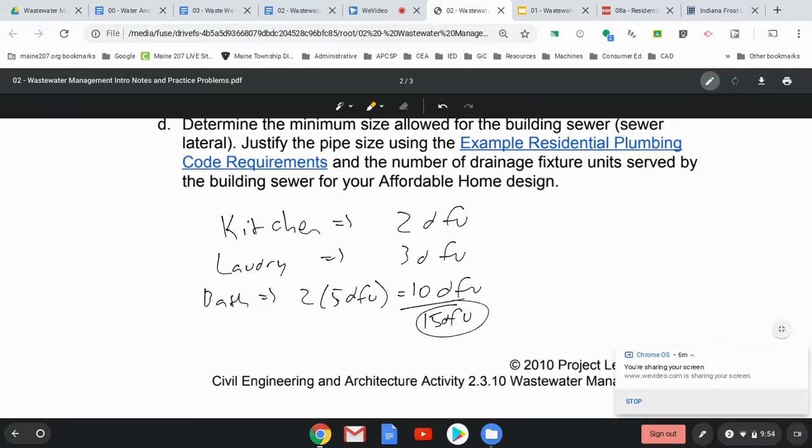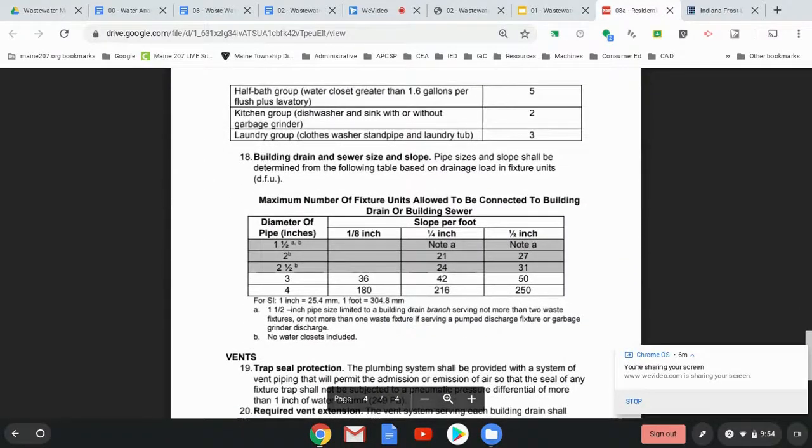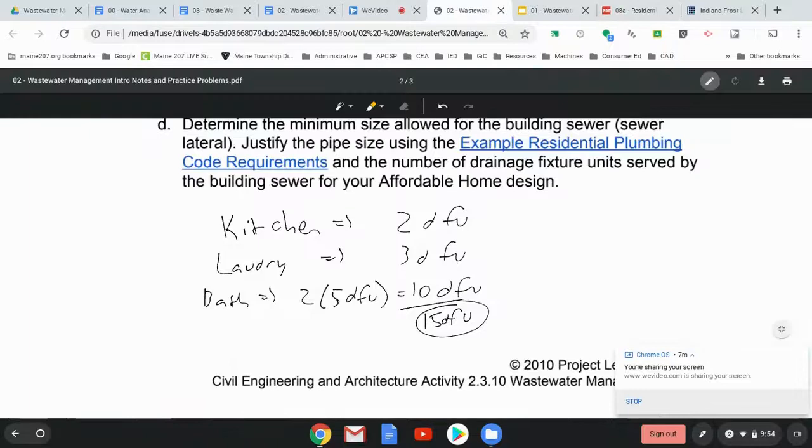All right. And then to size the pipe, you go to the next table down, and I'm not going to use 1.5, 2, or 2.5. I'm going to use a 3-inch or a 4-inch. And you can see that if I want to use a 3-inch, I can have up to 36 drainage fixture units and have a 1/8 inch slope. Well, that's great because I have less than half of that. So I can use a 3-inch pipe at 1/8 inch per foot slope. Okay.